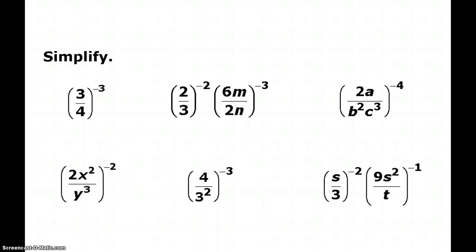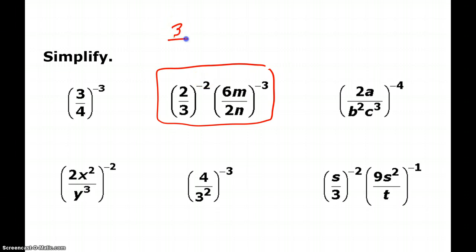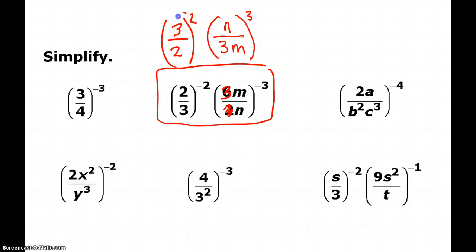So, let me do this one. It's kind of ugly. If I follow their rule, I'm going to flip this over first. So I'm going to get 3 over 2, and I'm going to change it to a positive. If I follow my advice that I gave you on the last slide, the first thing I'm going to do is reduce. So if I reduce this 6 over 2, that disappears and this becomes a plain old 3. I'm going to flip this over. I'm going to have n over 3m to the positive 3.